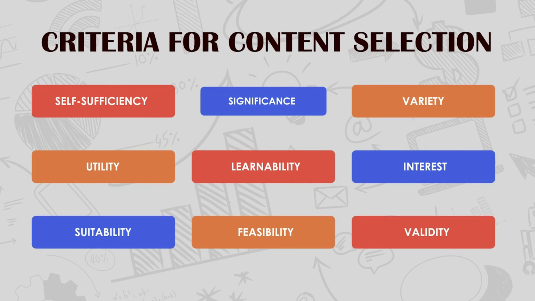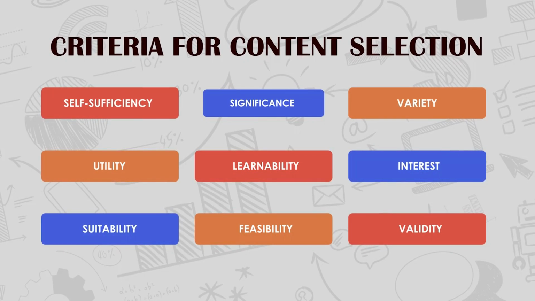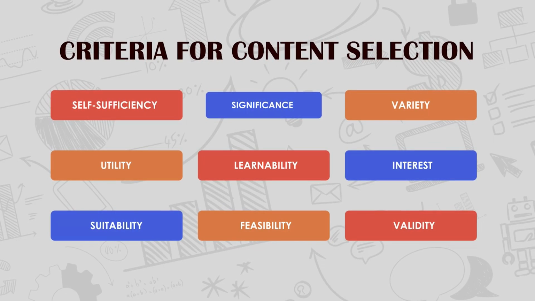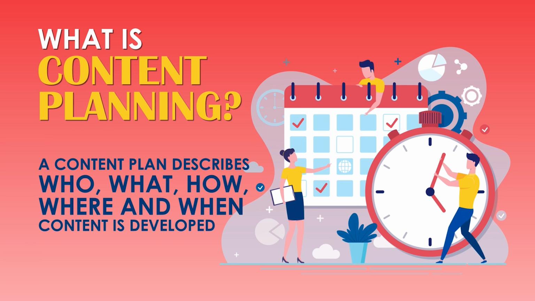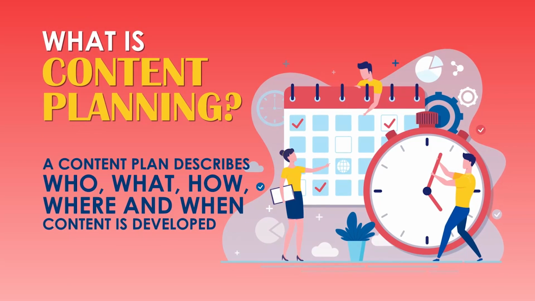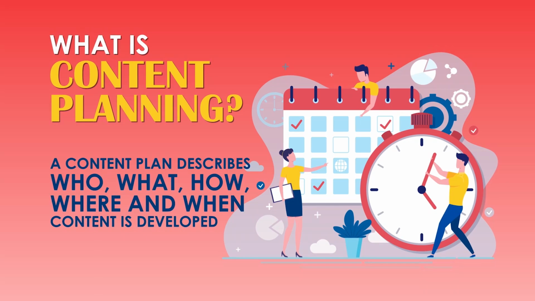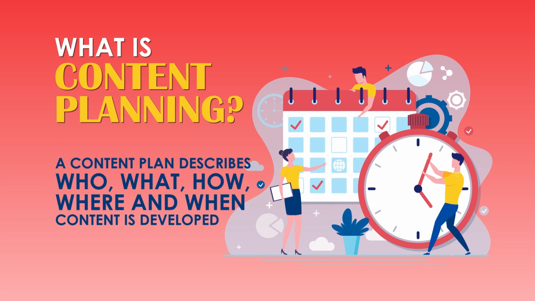Content should be selected on the basis of some criteria such as self-sufficiency, significance, validity, learnability, feasibility, etc. Content planning is to decide who, what, how, where and when, and the most important, what to integrate and how to integrate. Content planning should be done with responsibility. A teacher must plan on the basis of the goals formulated and what he or she wants to communicate to the students.